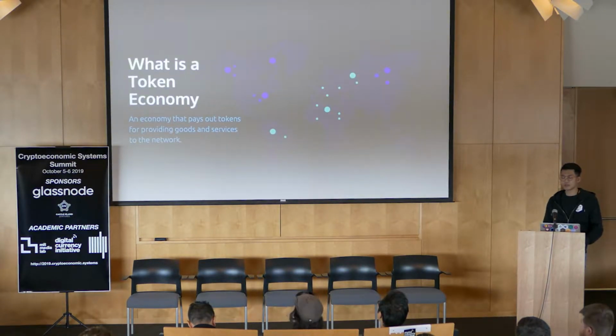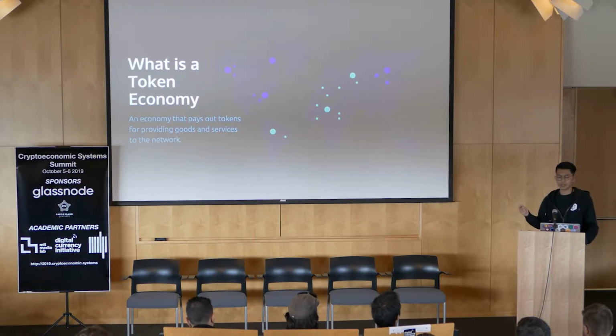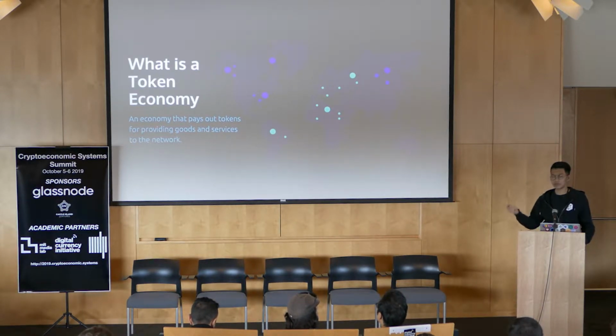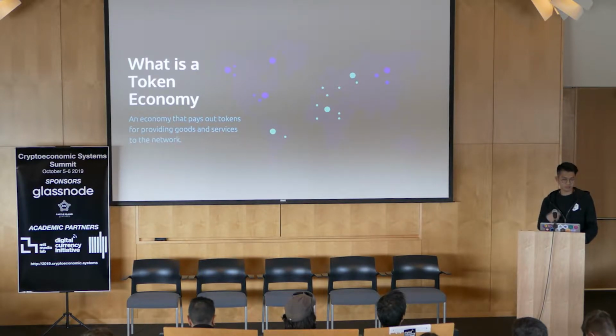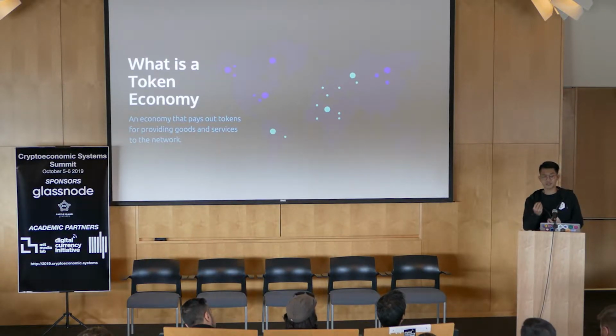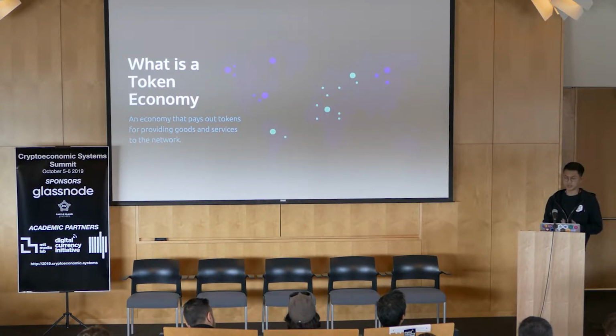So to start off, what is a token economy? I think in some of the talks yesterday we talked a lot about what is a token economy. Basically, on the highest level, it's an economy that pays out tokens to any provider that provides goods and services for the network. In NuCypher's case, that would be key management system. In Livepeer's case, that would be video encoding. In Filecoin's case, that could be file storage. In Ethereum, there would be computation. In Bitcoin, there could be security. So any economy, as long as there's a provider providing some goods and services, and they can get paid in cryptocurrency or token, we call that a token economy.